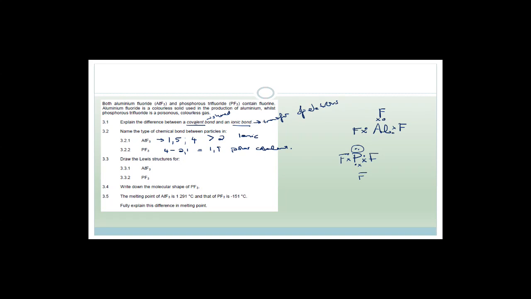Okay. So do you see that this P here is actually going to be repelling these three bonds here? So that means that what is the molecular shape of PF3? Well, if we think about it, these are going to repel each other, and these are going to repel. Then do you agree that it is going to be definitely trigonal pyramidal? Okay. It's going to have a triangle for a base.